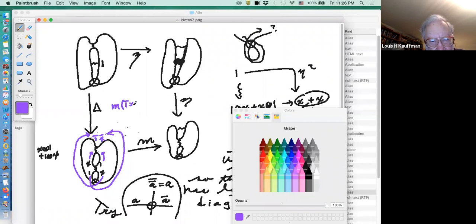1 bar tensor x plus x bar tensor 1 to get here. By counting the transport of these elements through virtual crossings, we found out this. And now you see that we could try x bar equals minus x, and 1 bar equals 1. A kind of conjugation operation.